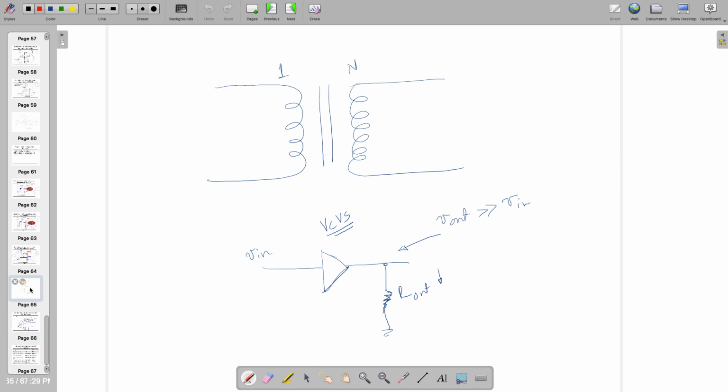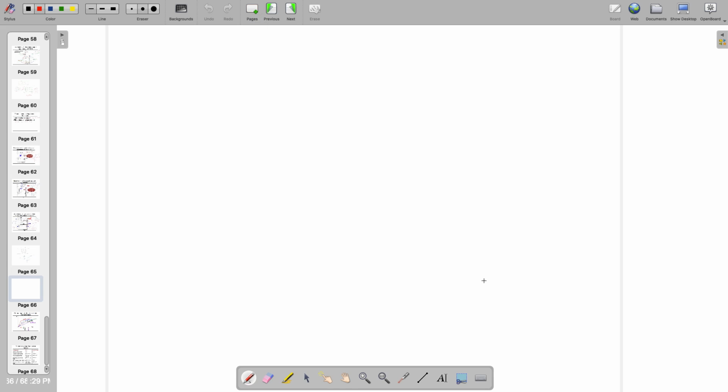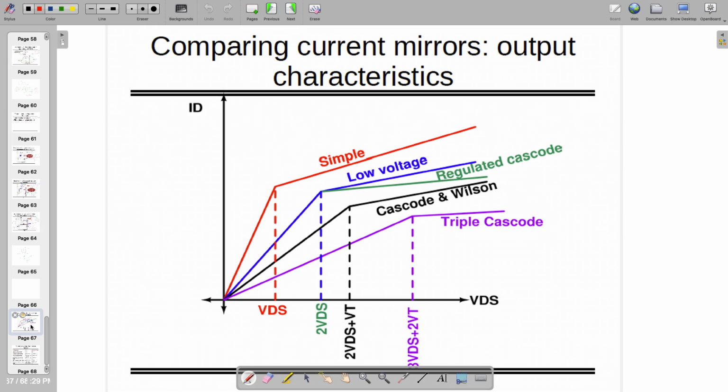So now concluding on what we have studied on current mirror, because that's the end of our discussion, we have studied various kinds of current mirrors. One of them was the simple one, another one was low voltage. So if you remember, two circuits taken from Allen Holberg with the self bias resistance, and another one which has an extra branch of current, those were low voltages. And we also studied regulated cascode, and we have studied cascode, Wilson, and triple cascode also.